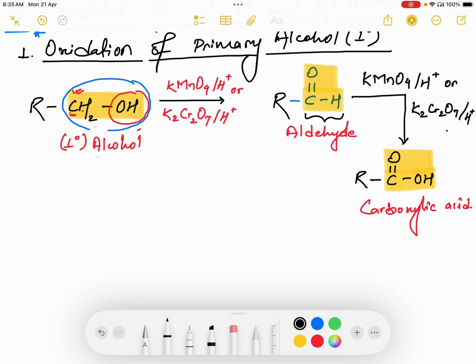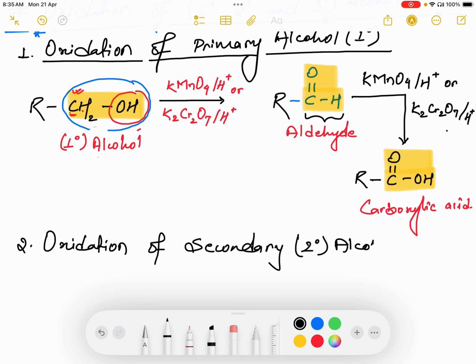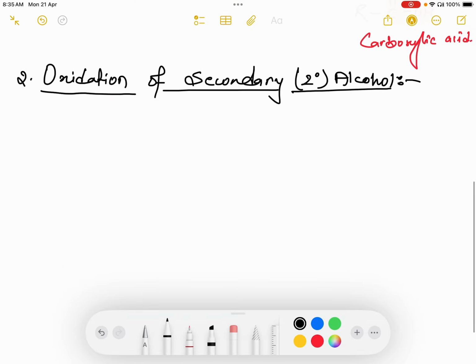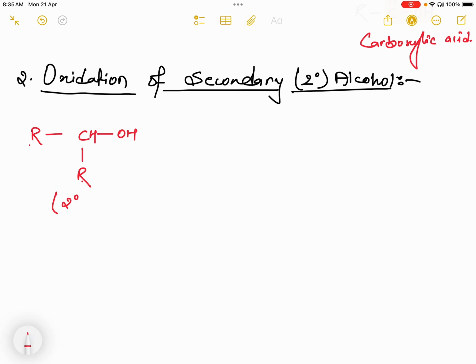Let's move on to the oxidation of secondary, or we can also call it 2 degree alcohol. What will happen when 2 degree alcohol is oxidized? What is a 2 degree alcohol? We need to know that. If you have R, the carbon to which the alcohol is connected should be connected with 2 other carbons. Only if this carbon is connected with 2 other carbons will it be called 2 degree alcohol.